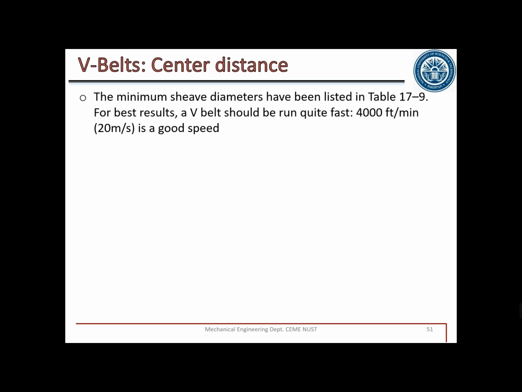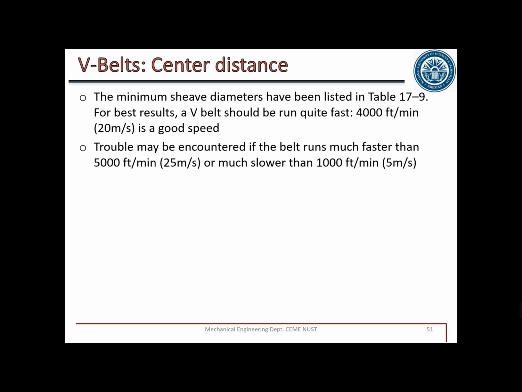So, what is a good speed? A V-belt should run quite fast. 4,000 feet per minute or 20 meters per second is a good speed, but it should not run more than 25 meters per second or slower than 5 meters per second. So the average speed is between 10 to 20 meters per second. Below and above that speed, there will be either slippage or an extensive force trying to overcome the friction force of the V.